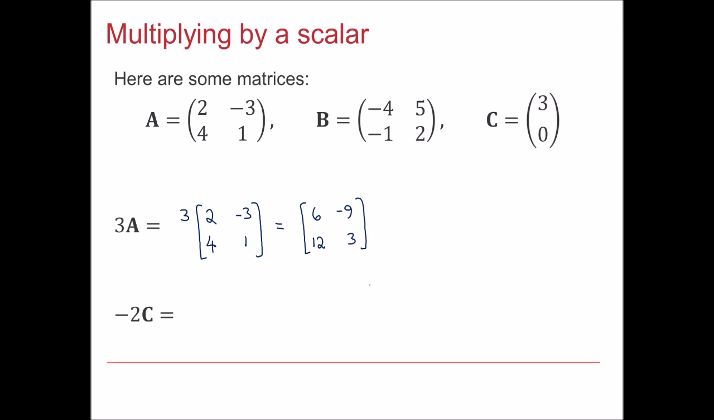Pause the video for a moment while you work out minus 2 lots of C. OK, minus 2 lots of C is minus 2 times 3 0, which is minus 6 0.